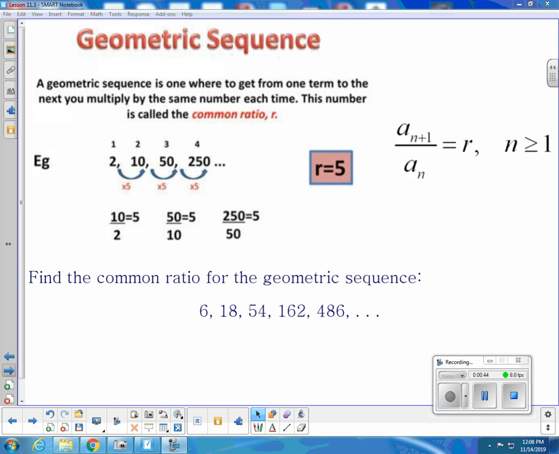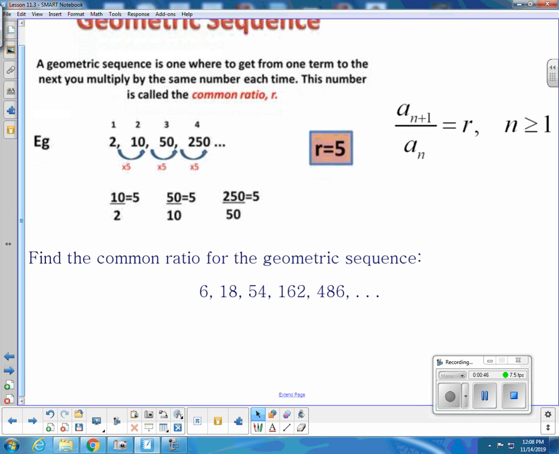So, what is the common ratio of this bottom sequence? 3. And again, we can show the work for that even though we can do it in our heads. Okay? We all good?